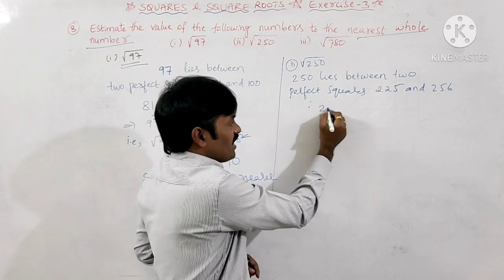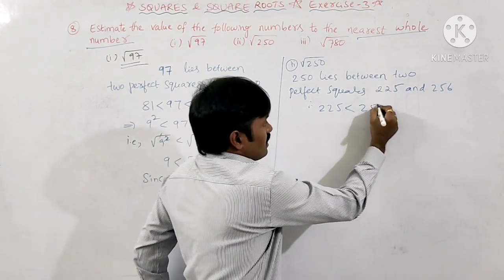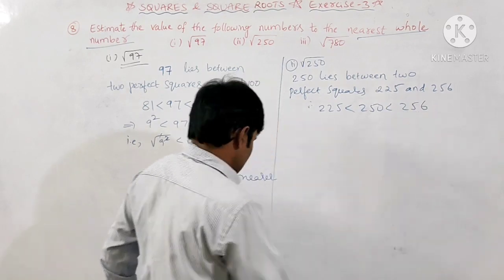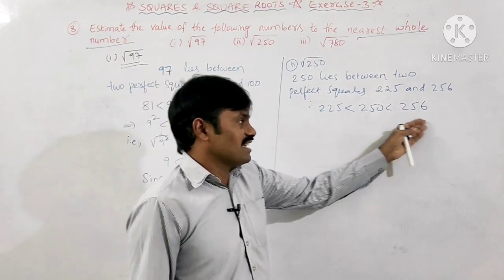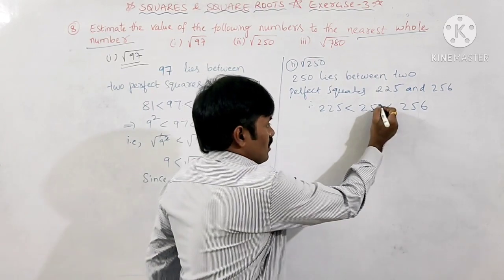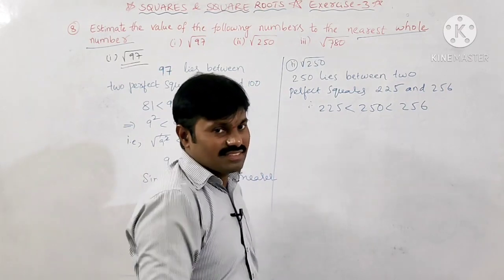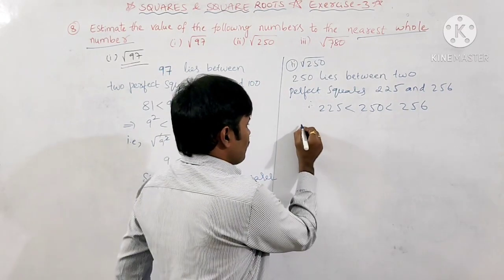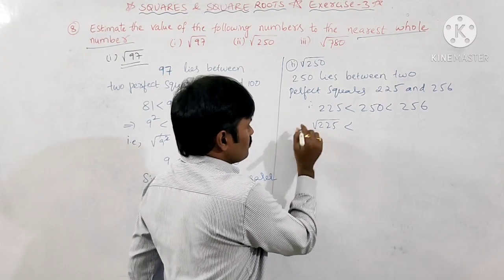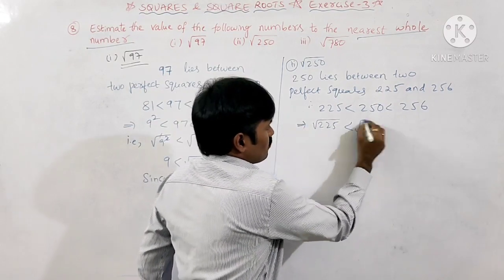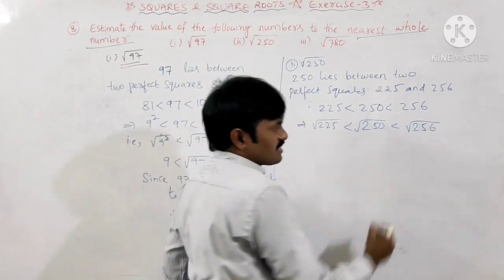Is 225 less than 250 less than 256? Am I correct or not? 225 less than 250 less than 256. Now, take the square root sign. It becomes the square root sign. The inequality stays the same. That is, square root of 225 less than square root of 250 less than square root of 256.